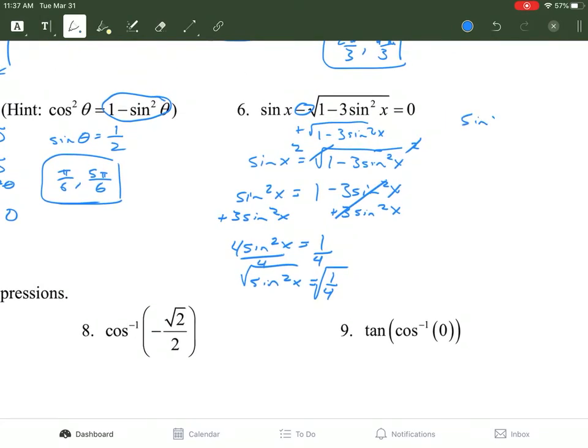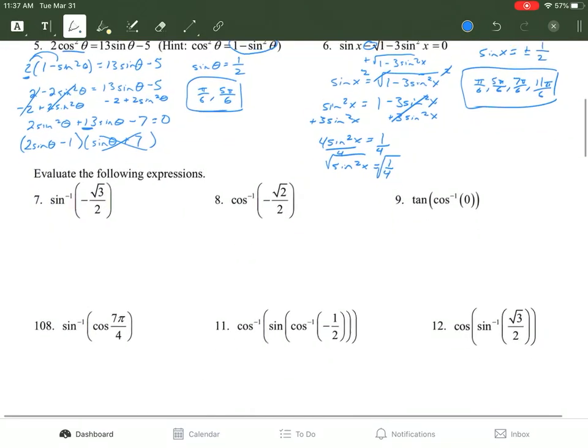So we'll have sine of x is equal to, and again, because we did square rooting both sides, you have to put plus or minus. And then the square root of 1 is 1. The square root of 4 is 2. We're finding out where all the y values on the unit circle are going to be positive or negative 1/2. There are 4 of them. There's pi over 6. There's 5 pi over 6. 7 pi over 6. And 11 pi over 6. So those are your equations.